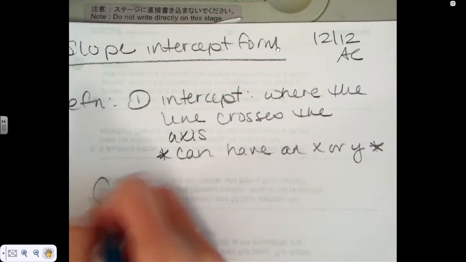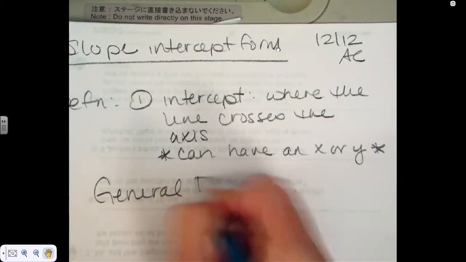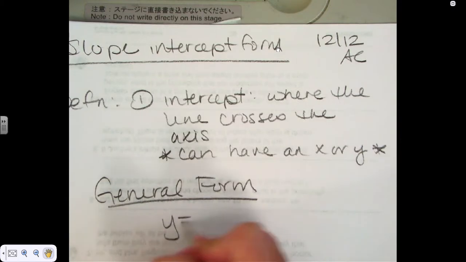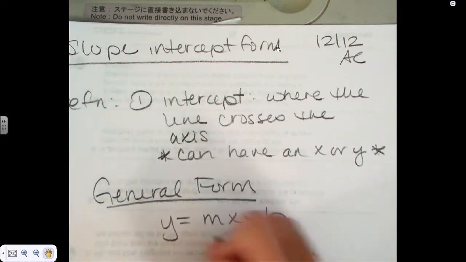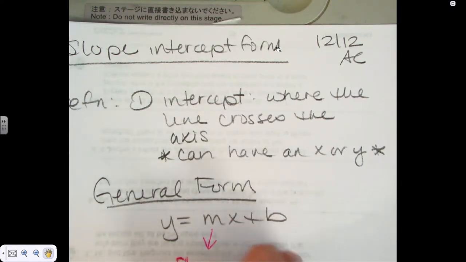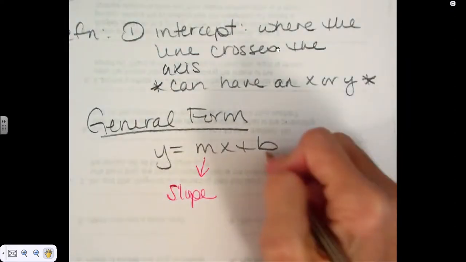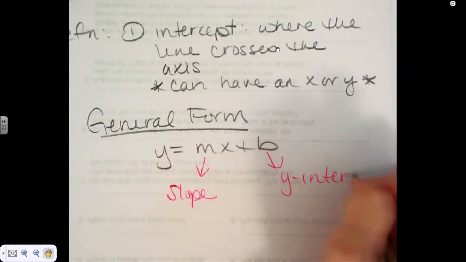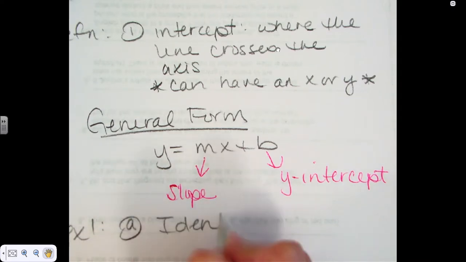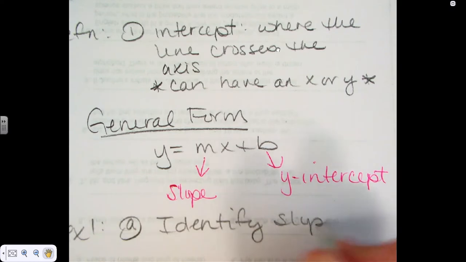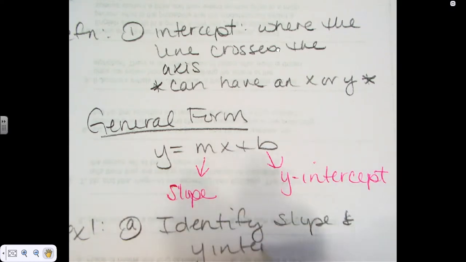Okay, the general form for slope-intercept is y = mx + b, where m stands for your slope, and b is going to be your y-intercept. Okay, so your y-intercept is where it crosses the y-axis, and slope is identified as m. Okay, so very basic. I want you to identify the slope and y-intercept of the following equation.